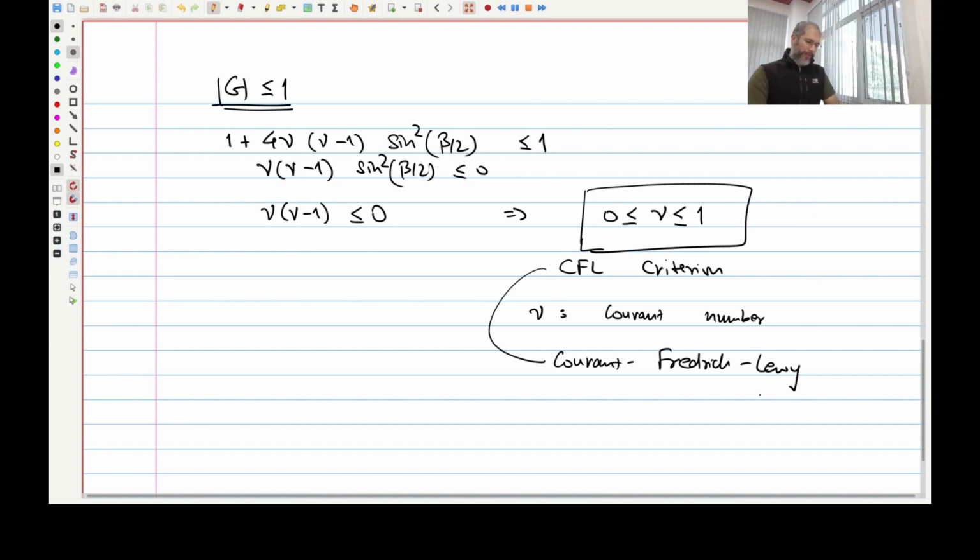But the number got the name from the first scientist, Courant. So you'll see in software, in books, and so on, it will be written as CFL number, or sometimes they'll say Courant number, or sometimes they'll say the CFL criteria. So all that means is that nu has to be less than 1 and greater than 0. Okay.